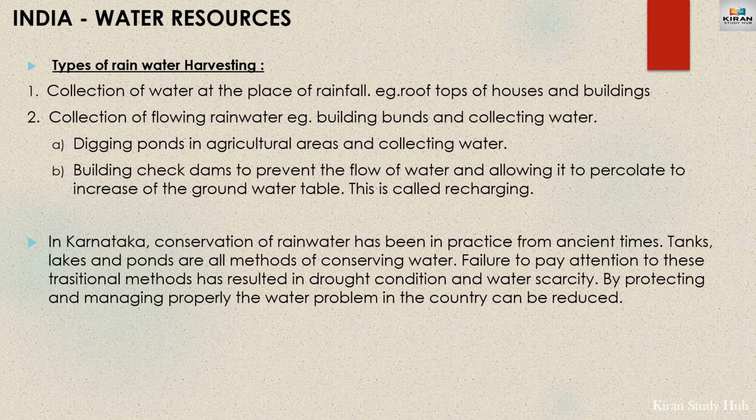In Karnataka, conservation of rainwater has been in practice from ancient times. The people of Karnataka built tanks, lakes and ponds to conserve water. If the people and the government fail to follow this method, then it results in drought condition and water scarcity. Today, it is the responsibility of every citizen and the government to protect the water resource.